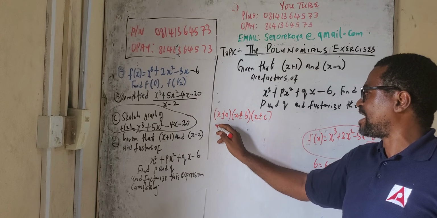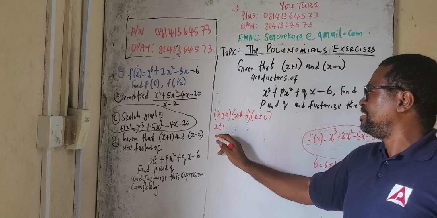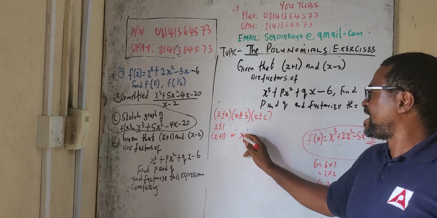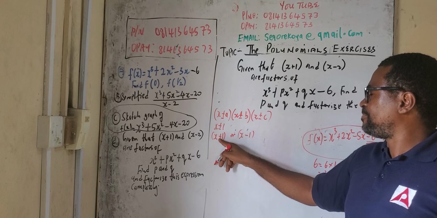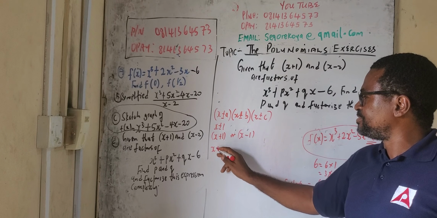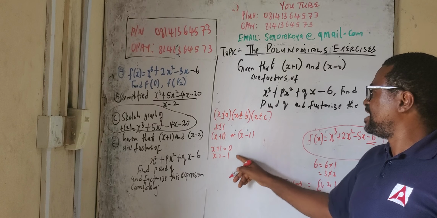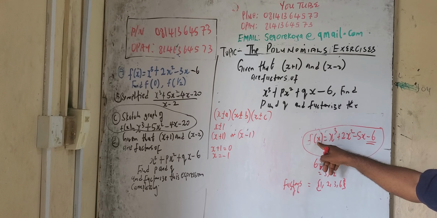Let me start with this. When a is 1, I can try x plus or minus 1, which implies x plus 1 or x minus 1. If I'm picking x plus 1, I will set it to 0. Therefore, x is minus 1. So let me now test when x is minus 1 here.